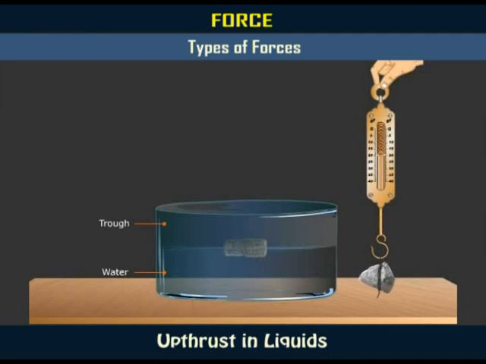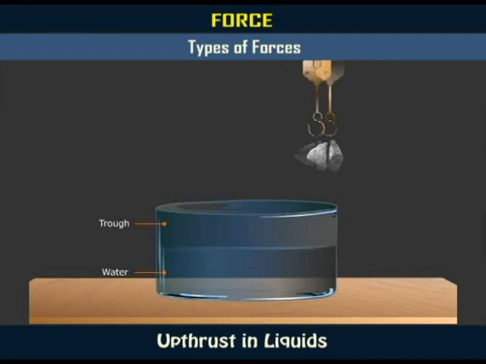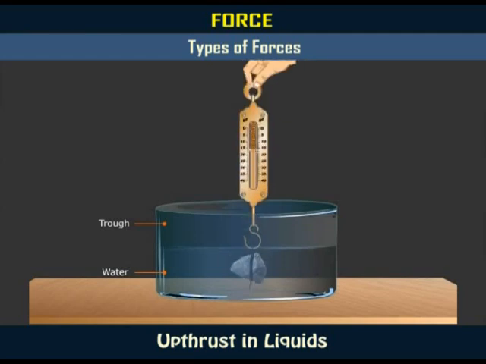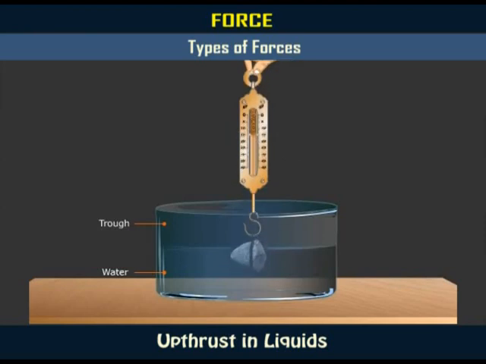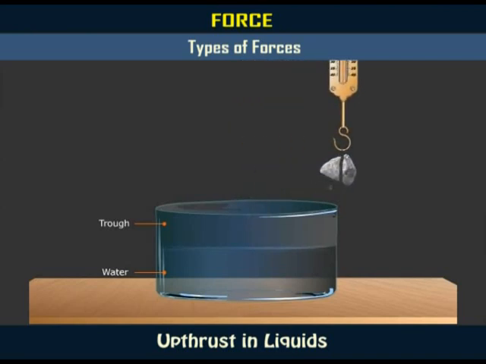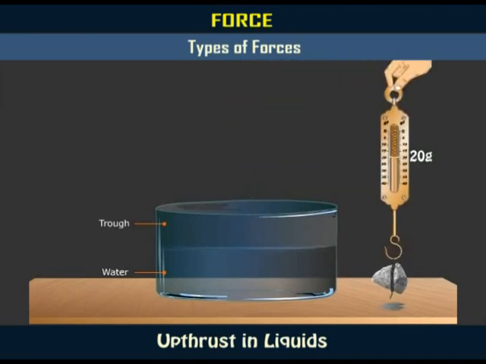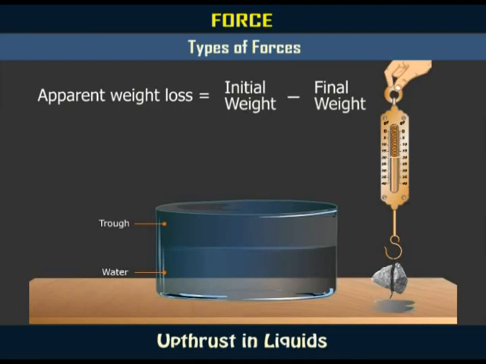Suspend a stone from the hook of a spring balance and observe its weight. Slowly immerse the stone into a trough containing water. We notice the spring balance is indicating a lesser weight. When we remove the stone from water, it indicates the initial reading. So there is an apparent loss in weight of the rock. This apparent loss in weight is equal to the upthrust force that the water exerts on the rock. Different fluids have different upthrusts.